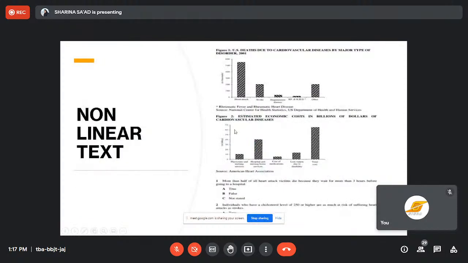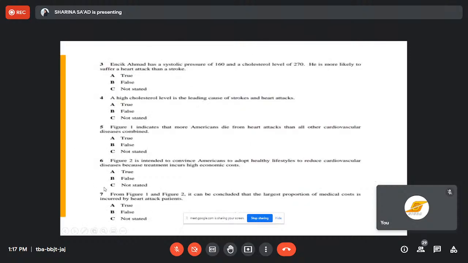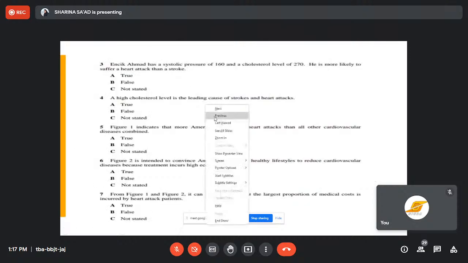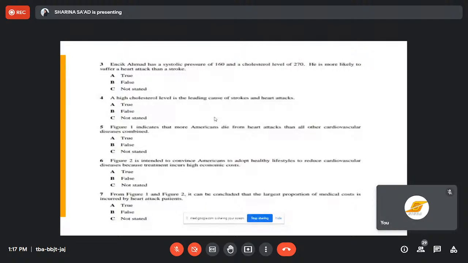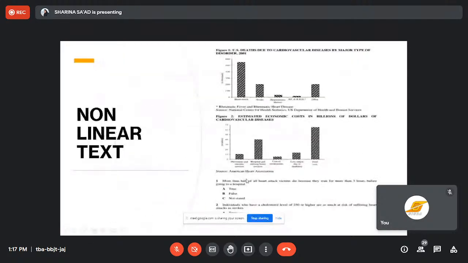Okay, and you also have this nonlinear text. The one I mentioned just now about the graph, maybe the pie chart. Okay, so you have to study the figure 1 and figure 2, and the question asks you, you have like 1, 2, 3, 4, 5, 6 questions about the nonlinear text. So there are 3 options given to you. You only have to read the statement given here, and then you have to confirm whether it's true, false, or you cannot find the answer there.